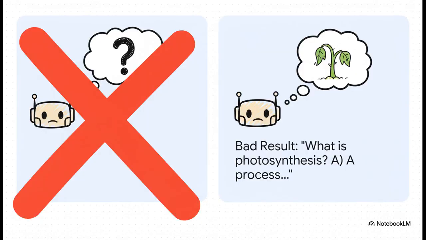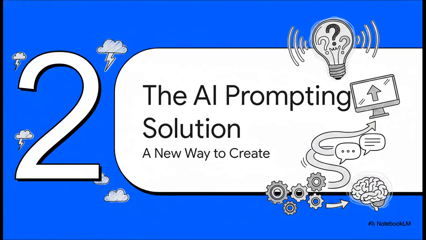So here's a perfect example of that old saying, garbage in, garbage out. You give an AI a lazy, vague prompt, like "create some questions about photosynthesis," and you get back, well, this. It's just simplistic, pretty much useless stuff. These kinds of questions don't test if you understand the material, they just check if you were awake. So how do we fix this?